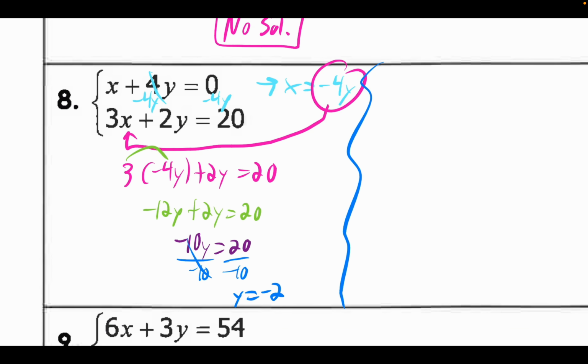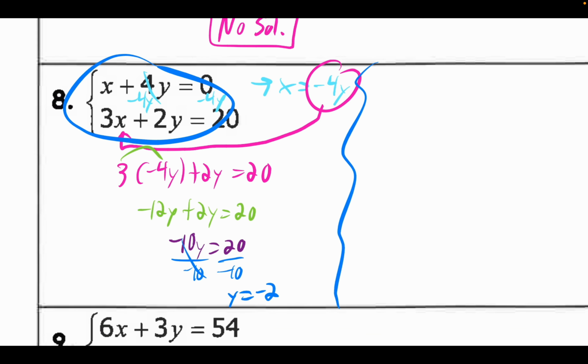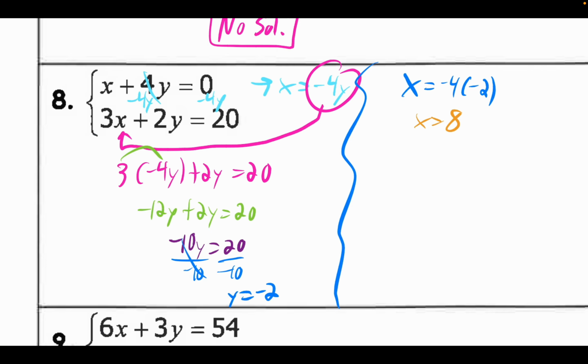I plug that into any equation, whether it's one of my original two or my revised one. I'll plug it into that new one. I'll get x equals negative 4 times negative 2. And that gives me x equals 8. So that is the ordered pair 8, negative 2.